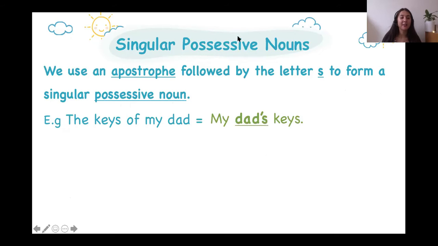The keys of my dad show that the dad owns the keys. But this is a long and awkward way of saying this. We can use possessive nouns to make it shorter and simpler by saying my dad's keys. We have used an apostrophe and an S after the word dad. This shows that dad is the possessive noun. He owns the keys. Let's practice some more.